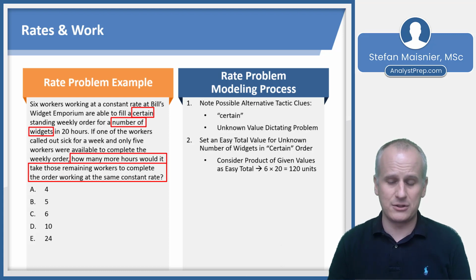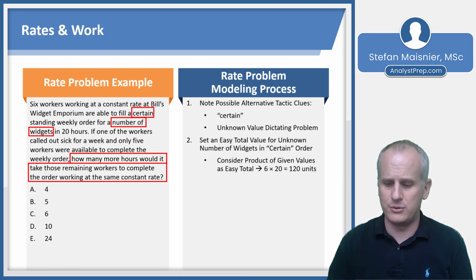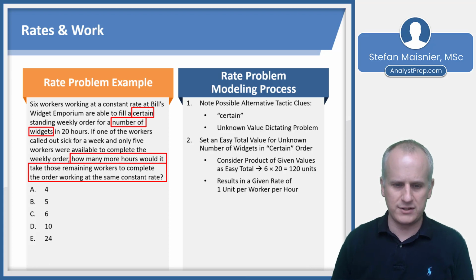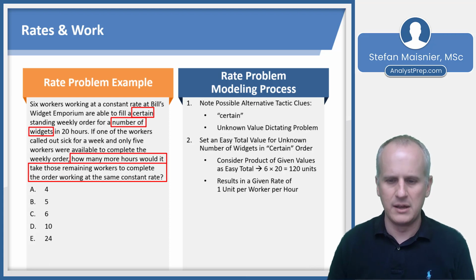So we know that we've got 6 workers, 20 hours. So let's just say we've got 120 widgets, so 120 units. Your results will then be a given rate of 1 unit or 1 widget per worker per hour. Because if I've got 120 widgets to produce, I've got 6 workers doing it. That means it's 20 units per worker, and that's over 20 hours. So we've got 1 unit per worker per hour.